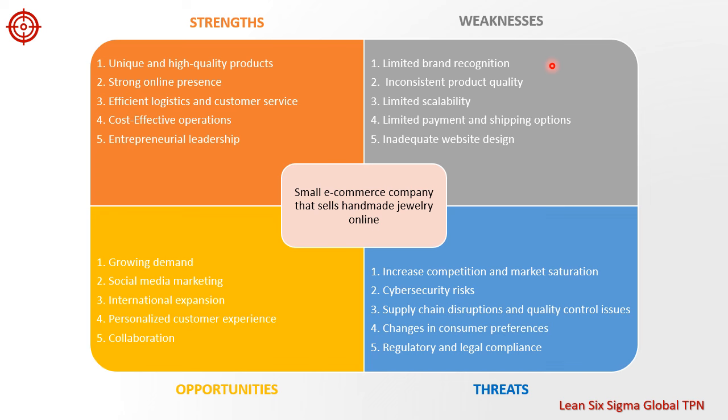Number 2 is inconsistent product quality. Some of the company's products have defects or variations in design, size, or materials, which lead to customer complaints and returns and damage the company's brand image and customer loyalty. And the next is limited scalability and inventory management. The company struggles to keep up with the demand fluctuations and inventory turnover, which leads to stockouts, delays, and missed sales opportunities.